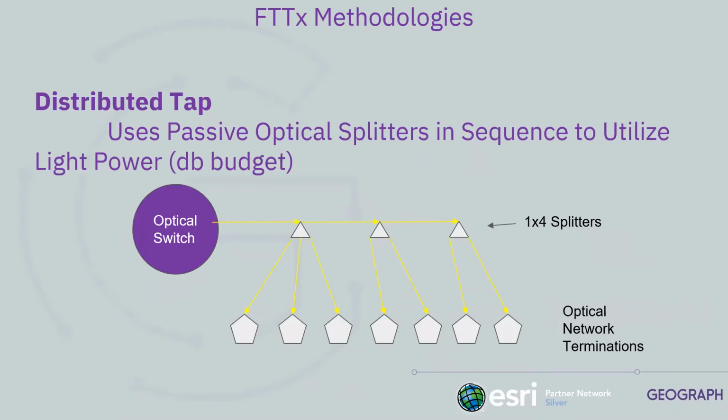And lastly, we're going to talk about distributed tap. Distributed tap also uses passive optical splitters, but this time they're not cascaded or centralized. They're used in sequence. This way you have one power source, one light strand going into a splitter, tapping off to your ONTs or your services, and then continuing on. You may feed multiple splitters in cascade until you basically deplete that light source from the optical switch.